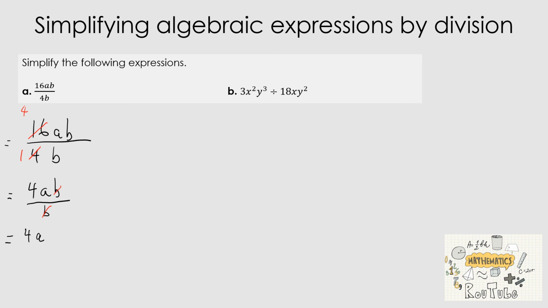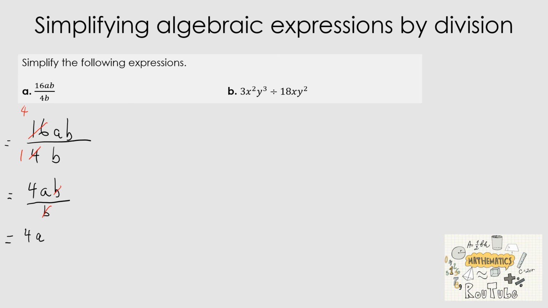So we're no longer left with a fraction because we have cancelled and simplified the coefficient by finding the highest common factor and then cancel the b's out, one from the top and one from the bottom. So the final answer should be 4a.